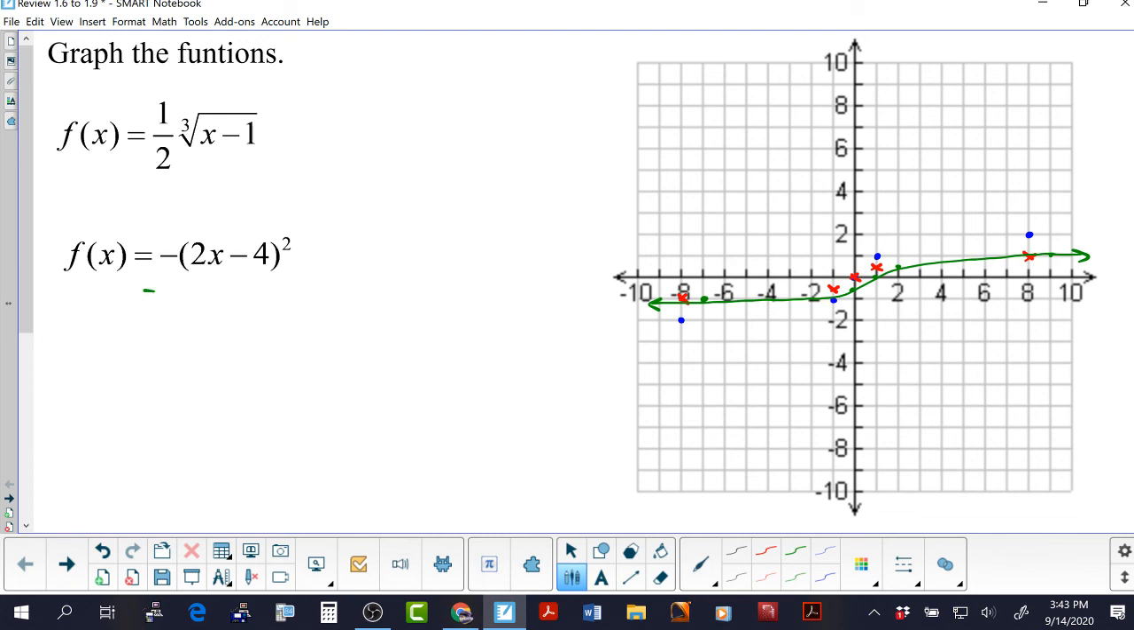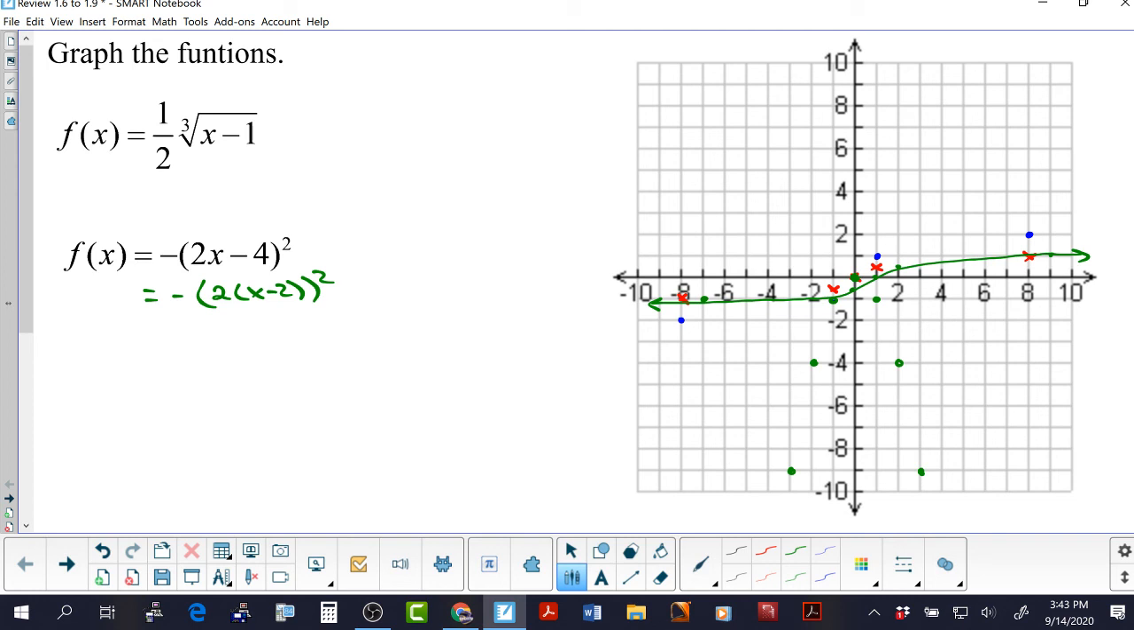The next one is a parabola. And let's factor out the 2. So now we reflect over the x-axis and we shrink horizontally by 2. So let's just reflect over the x-axis. So here, 1 and 1, 2 squared is 4, 3 squared is 9, so that's from the vertex.